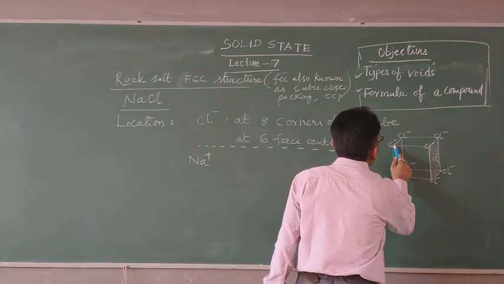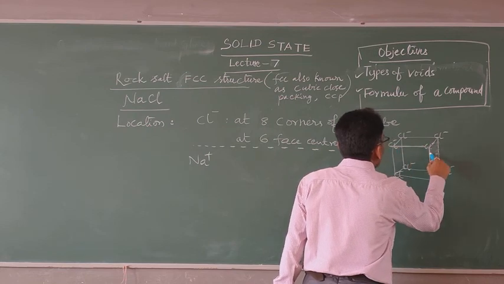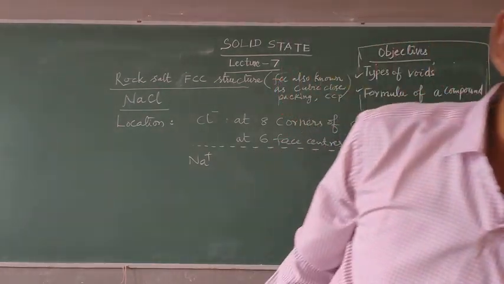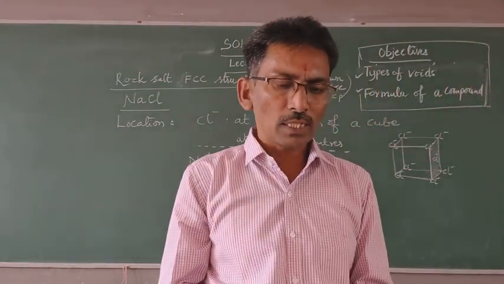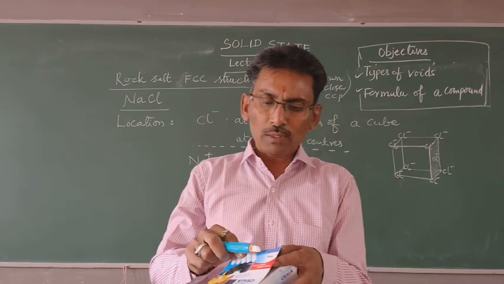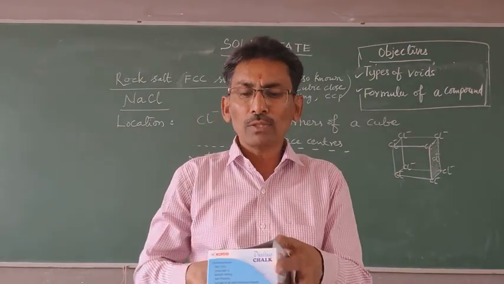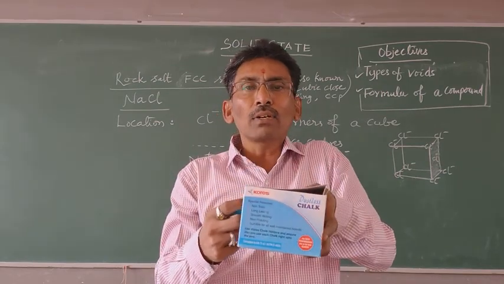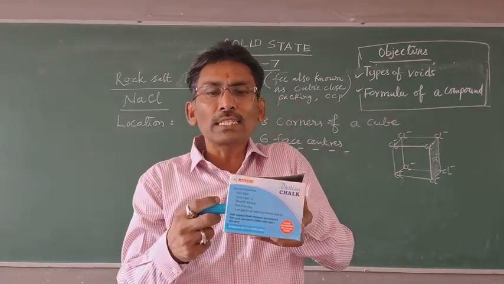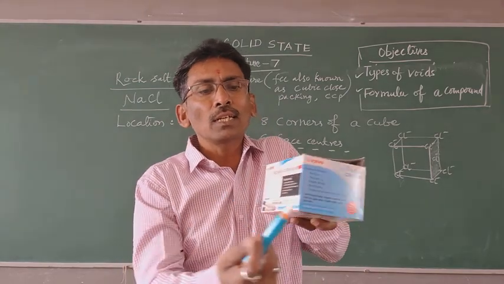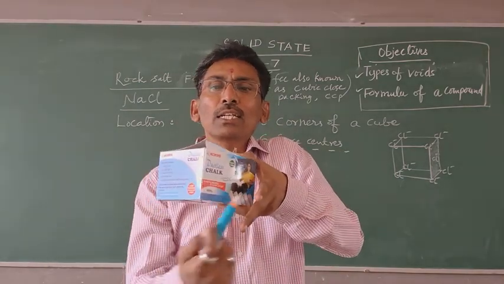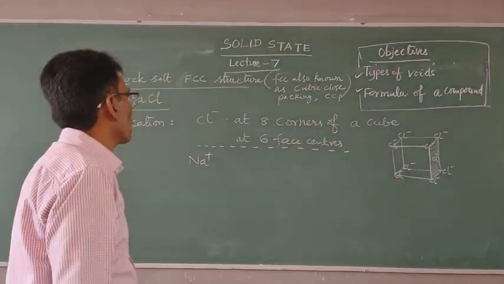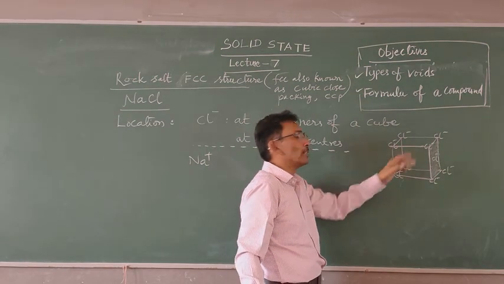Along the edge, this is the edge I am drawing, thickening. As these are all edges, how many edges are there? This box edge is useful to me. You are watching 4 edges, correct? Behind that, 4 more edges, 4 plus 4, 8 edges. But here the 9th edge, 10th edge, 11th edge, 12th edge. So total edges are 12. What is present at the edge? An octahedral void is present.